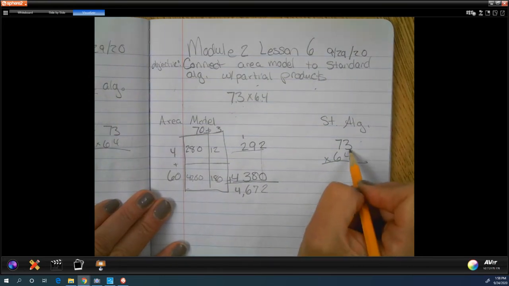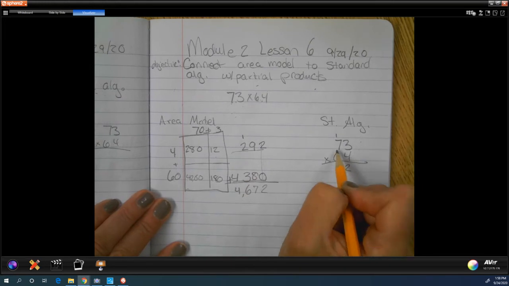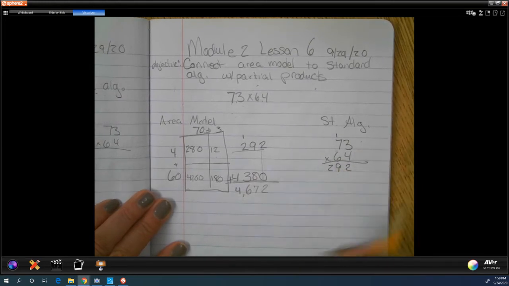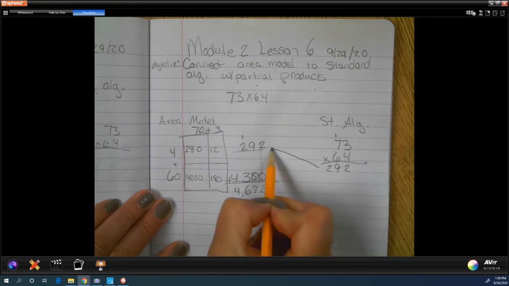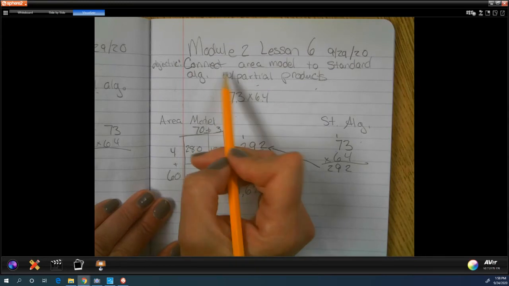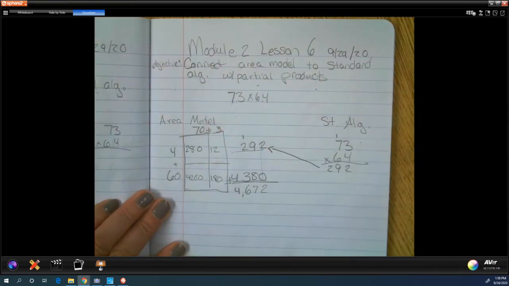Now I have 3 times 4 is 12. Carry the 1. 4 times 7 is 28, plus 1 more is 29. And then I'm going to draw an arrow and go, yay, this partial product matches that partial product. That's what we're doing, connecting the area model to the standard algorithm with partial products.